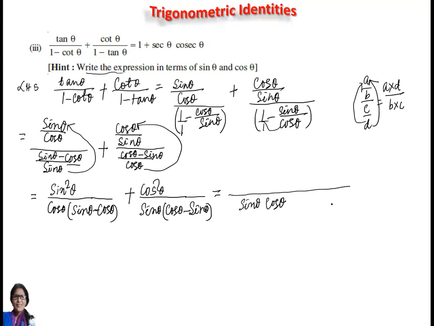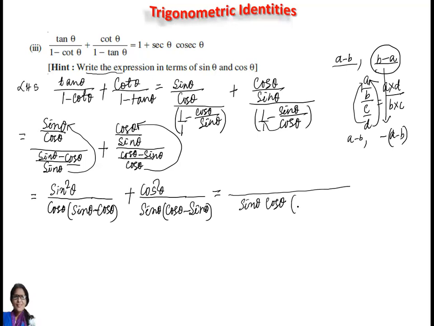Here people make mistake. If you see, one is sin theta minus cos theta, one is cos theta minus sin theta. If you think one is A minus B, one is B minus A, they are not different. How can they be made same? If I write A minus B, and from B minus A I take a negative sign common, then it will be A minus B. That means one is a negative multiple of the other.